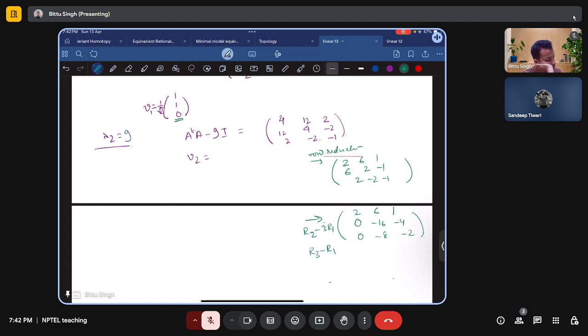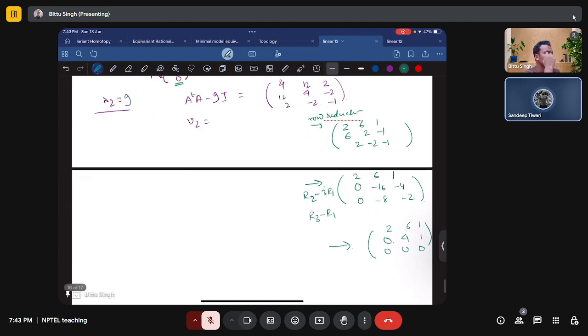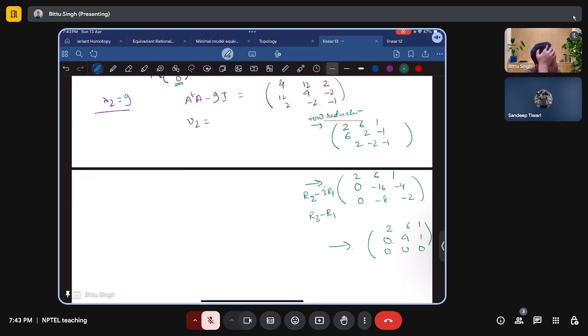Yes, the last row will get cancelled, 0 0 0, and above that we can choose 0 0 4 1, 2 6 1. So x3 will be minus 4x2. We are not reducing further because it will give a fraction. We can see there are two equations: 2x1 plus 6x2 plus x3 equal to 0, and 4x1 plus 4x2 plus x3 equal to 0.